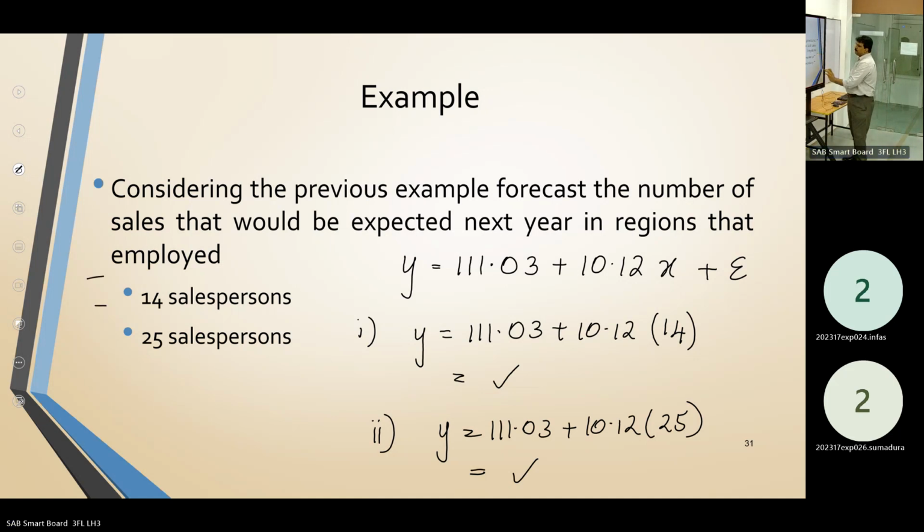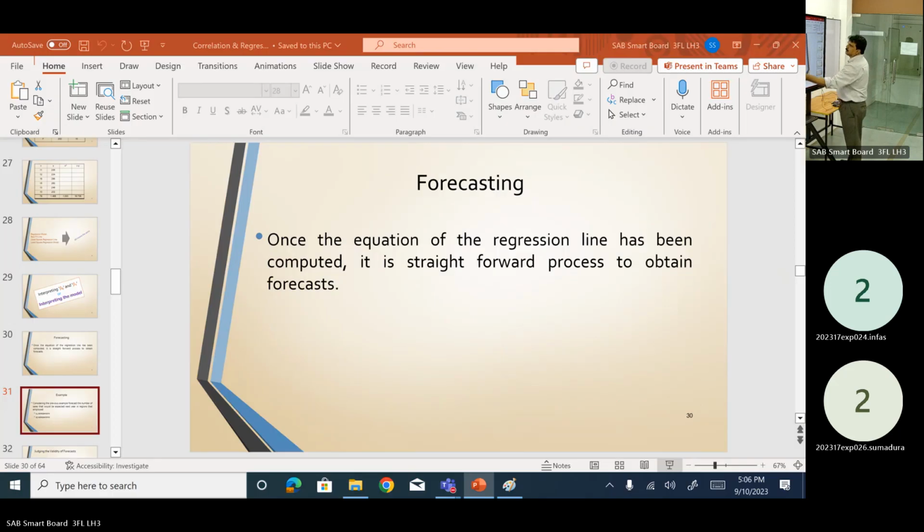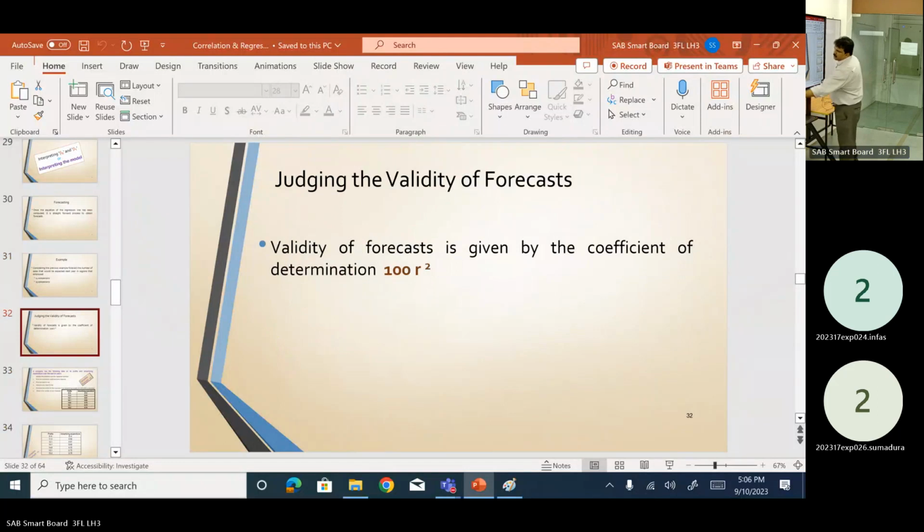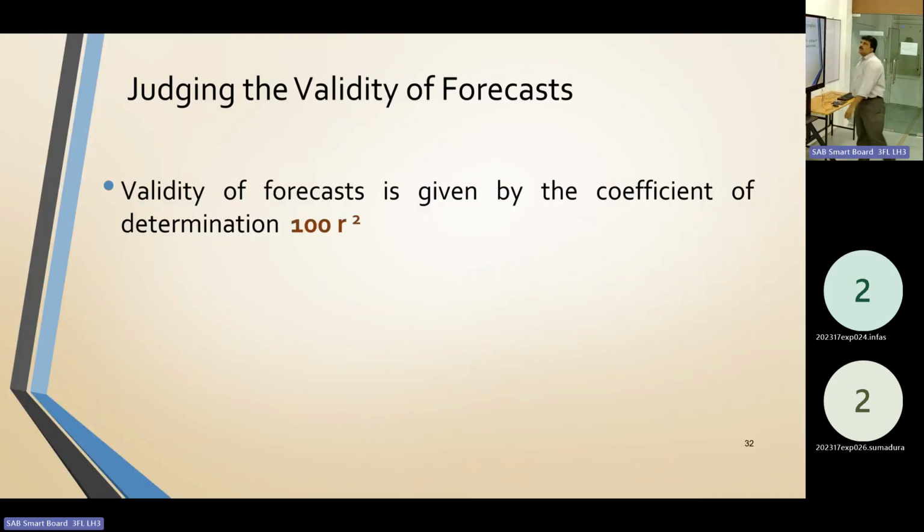Next. Judging the validity of the forecast. It's sort of a process: a data set is given, you develop the model, you interpret the model, then you forecast a value, and then you judge the validity of the forecast.